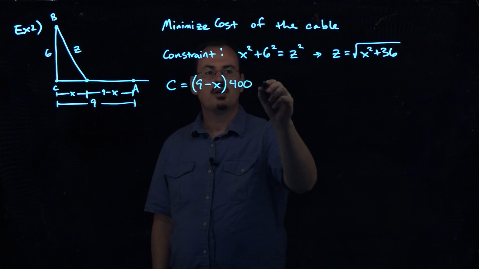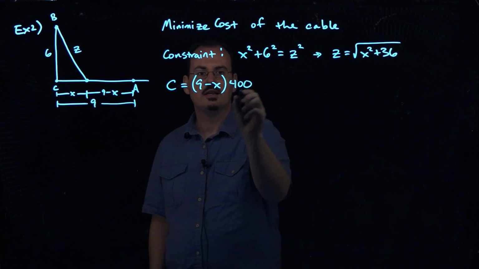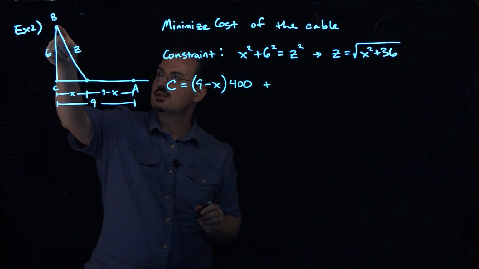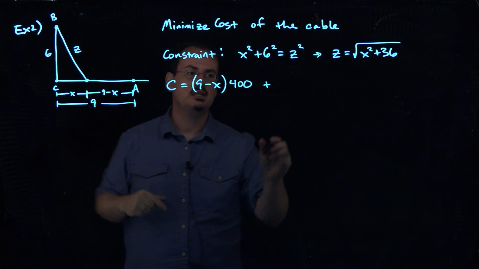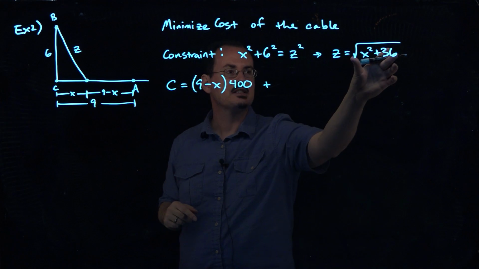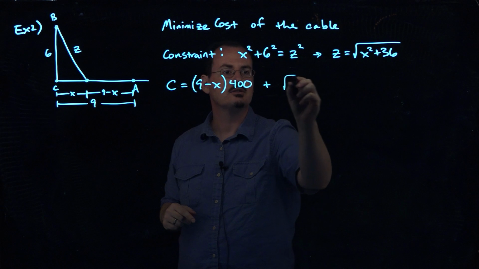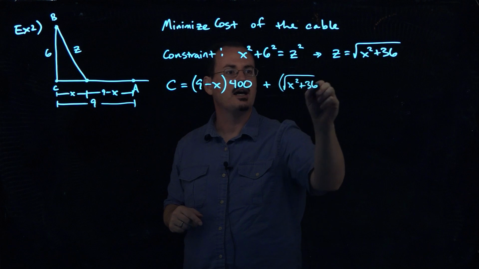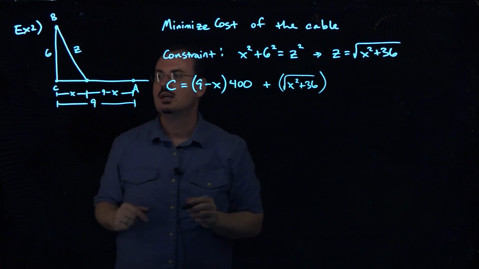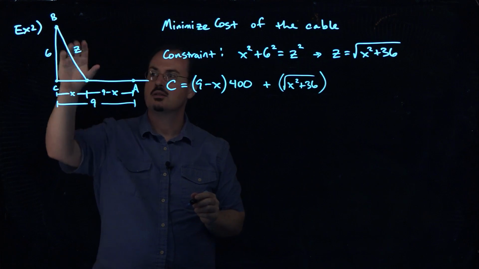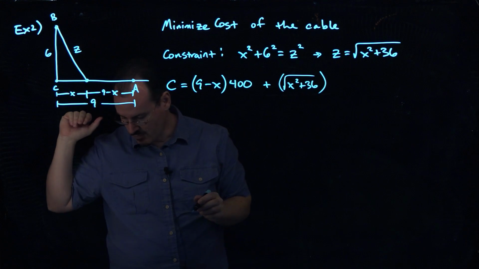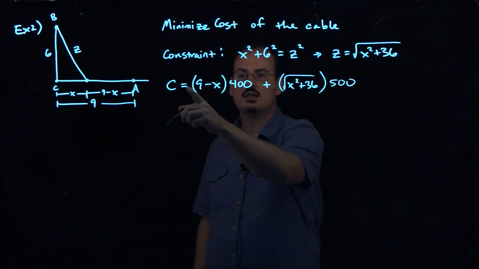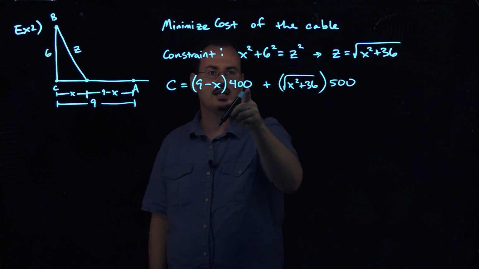That's the on land part, and then we've also got the on water part. The water part is going to be this distance here, which I've called z, but z is actually the square root of x squared plus 36, so I'm going to write it that way. That's the distance that we're going to go, and then I have to multiply that by the cost per mile for underwater, which it says is 500. So this is the total cost right here for the on land part.